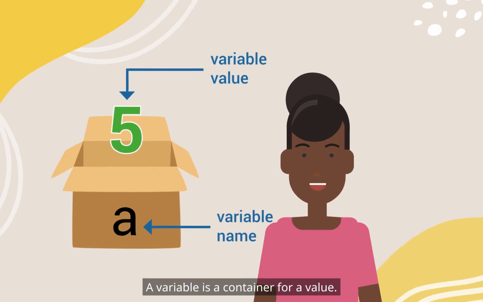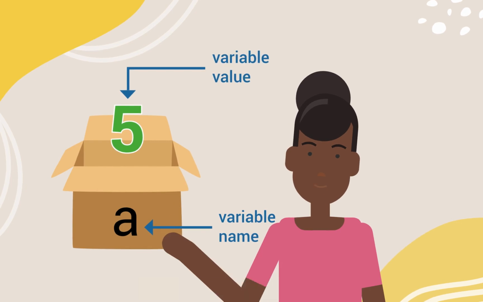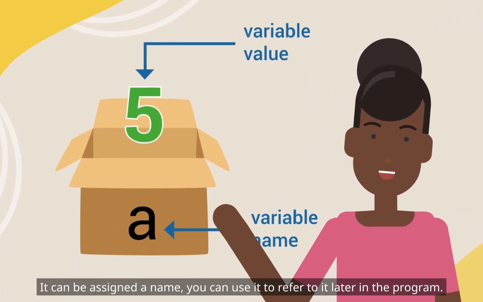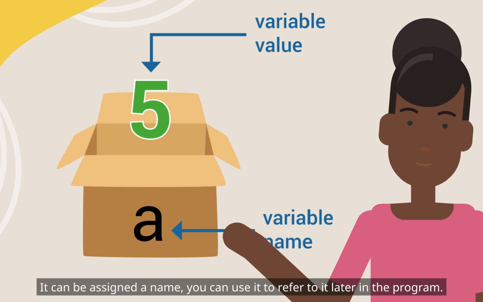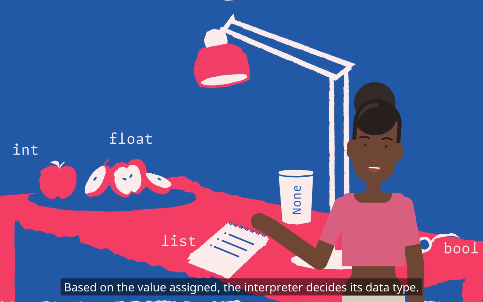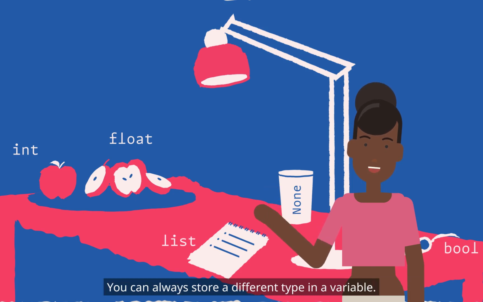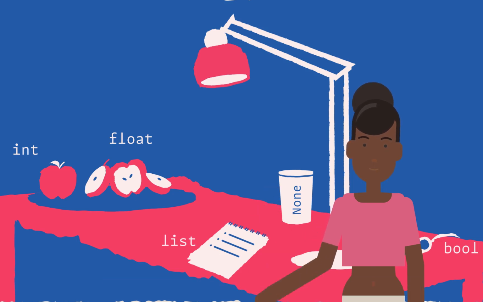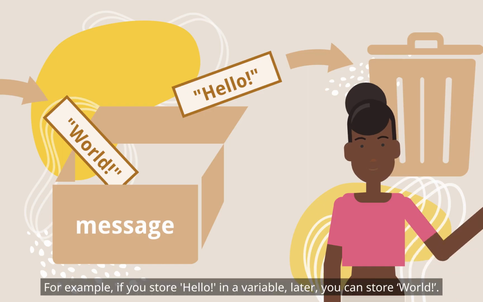A variable is a container for a value. It can be assigned a name, and you can use it to refer to it later in the program. Based on the value assigned, the interpreter decides its data type. You can always store a different type in a variable. For example, if you store hello in a variable, later, you can store world.